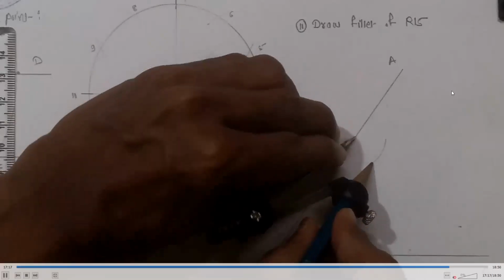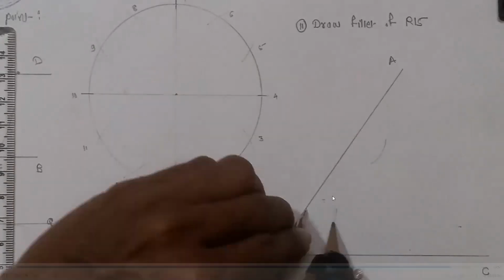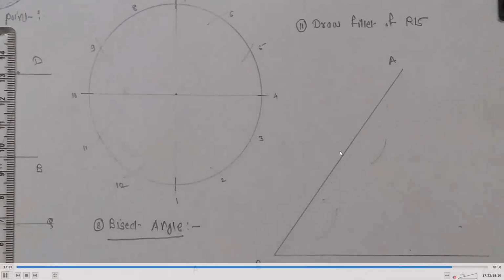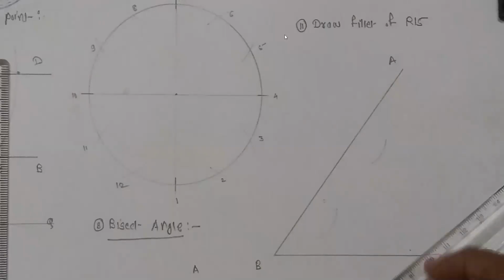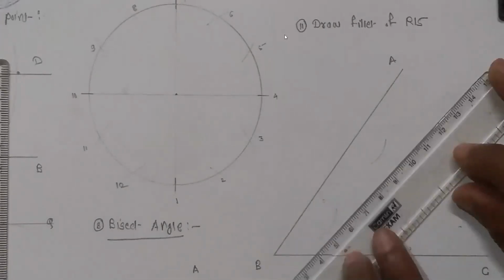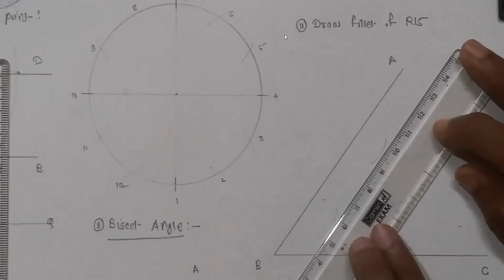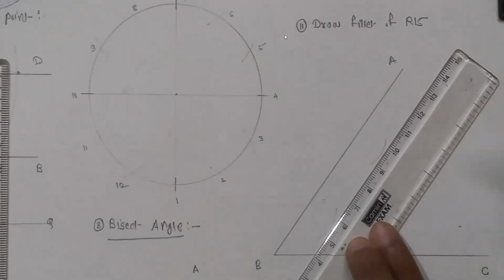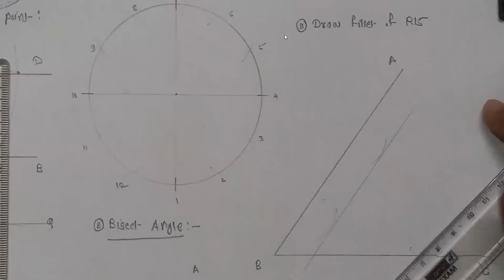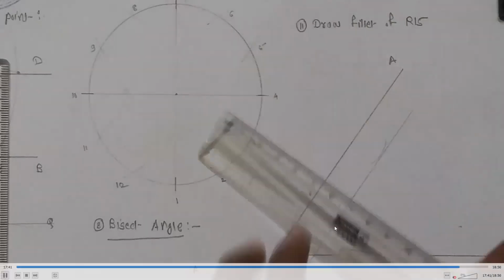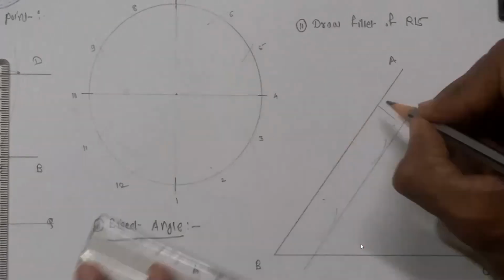Now draw the parallel line at distance 15 mm to the line AB. So we are using the tangent method to draw the parallel line at distance 15 mm. And similarly draw the parallel line at distance 15 mm to the line BC.